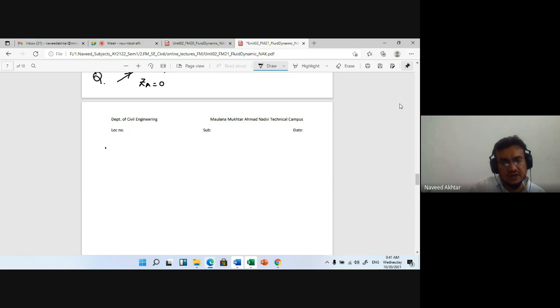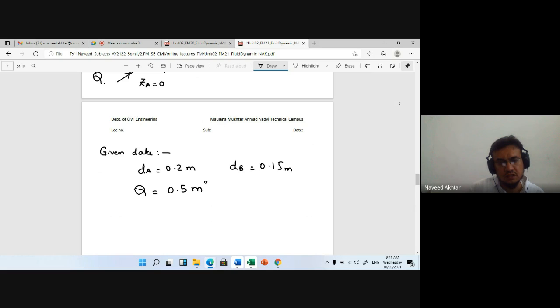So first we have to write down the given data. You have to write the given data first. So diameter at A is 0.2 meter and diameter at B is 0.15 meter. Discharge is common. It is the same at both places. Discharge will not change, that is 0.5 meter cube per second.